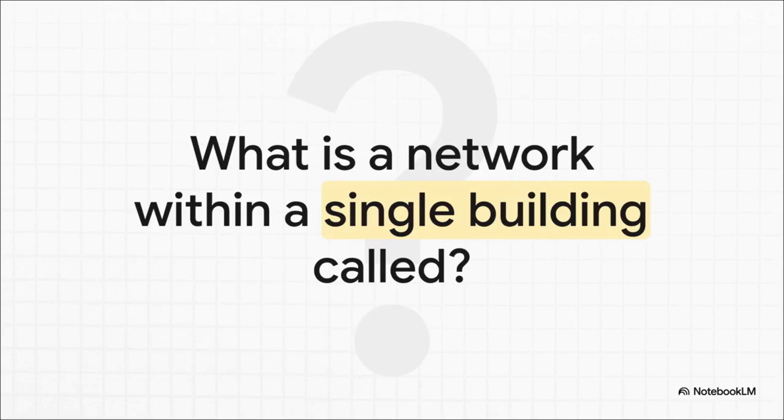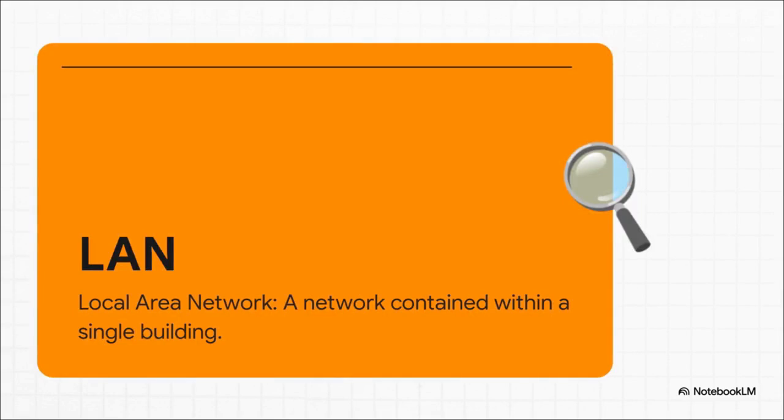Let me throw another quick exam-style question at you. What do we call a network that is completely confined within a single building? That would be your LAN, or local area network. A LAN is strictly confined to a single building. If you relate this LAN concept back to a simple house metaphor, it makes the physical scale of the network so easy to picture. Just your house, your college lab, your office building, that entire setup is your LAN.